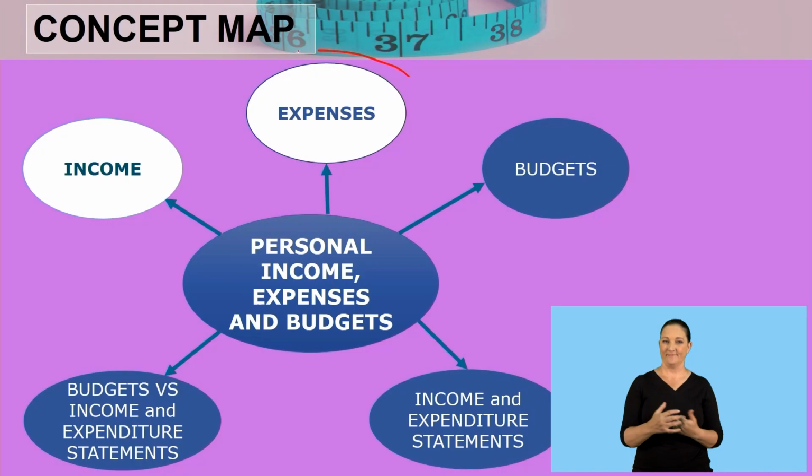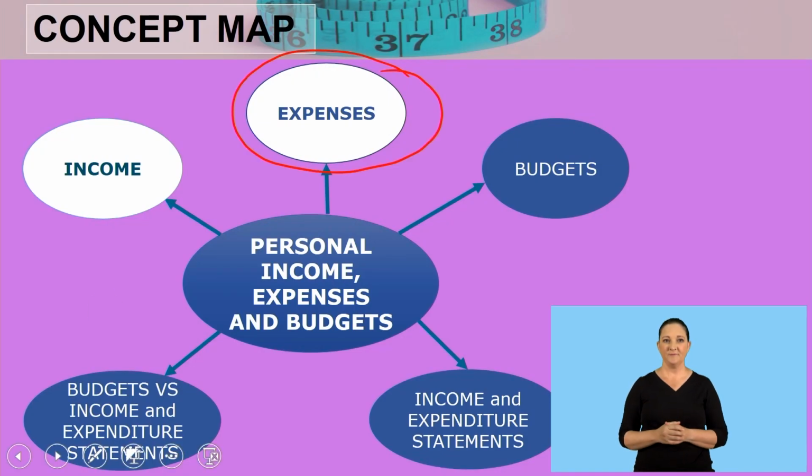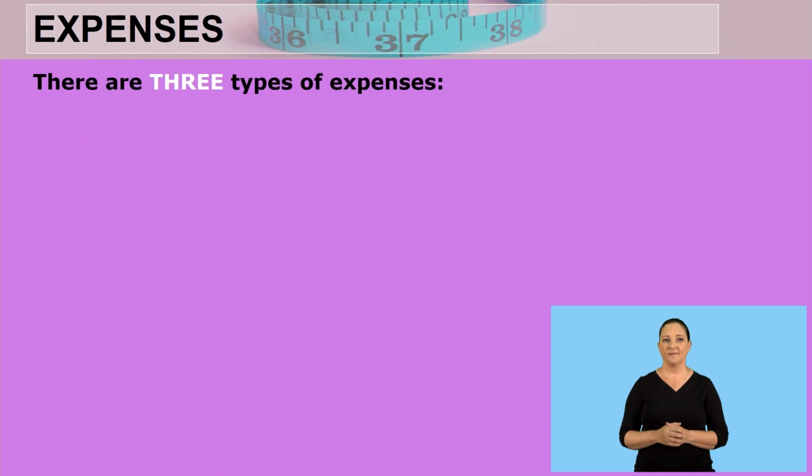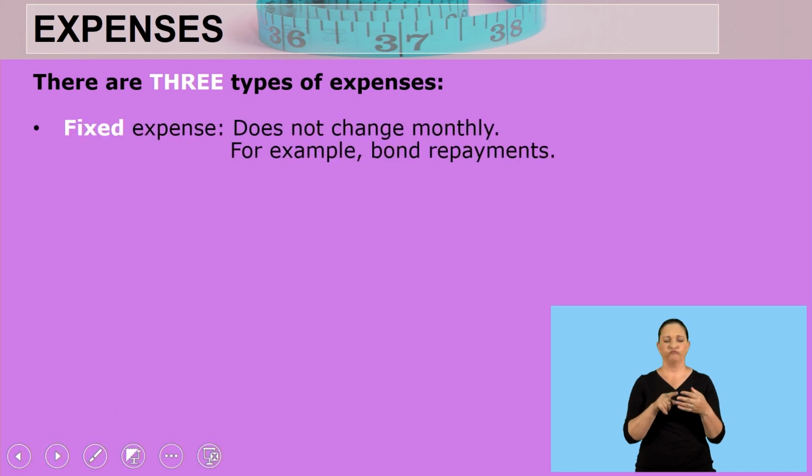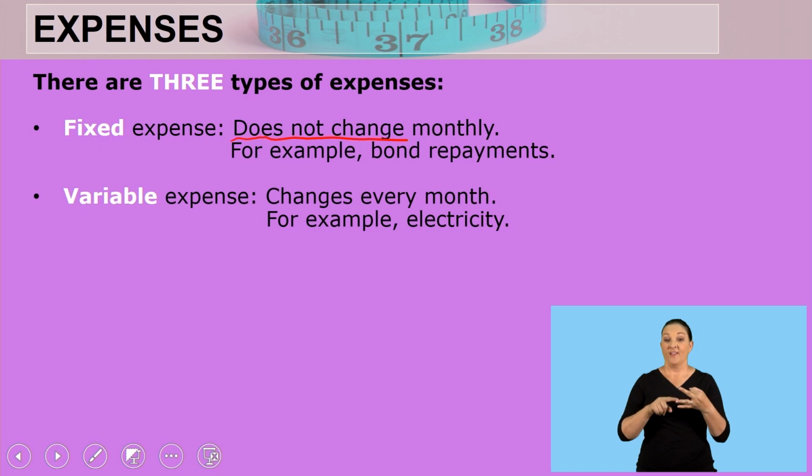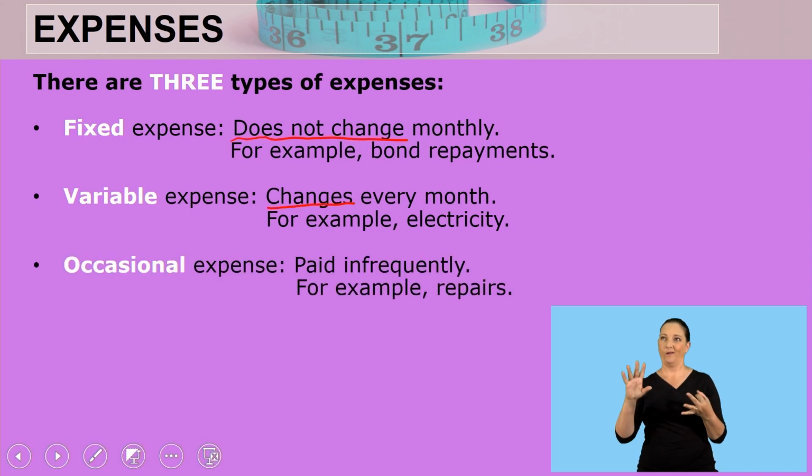Expenses now. Let's see what that's all about. Okay, there are three types of expenses. A fixed expense does not change monthly. Does not change. Let's see if we can get that looking better. There we go. The next one, a variable expense, changes every month, and occasional expense, paid infrequently.